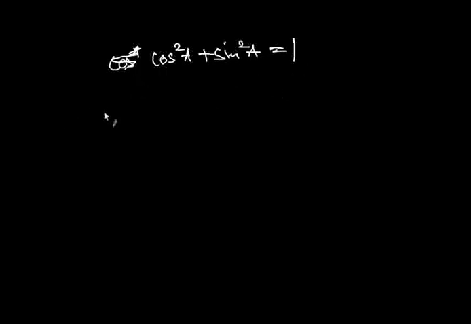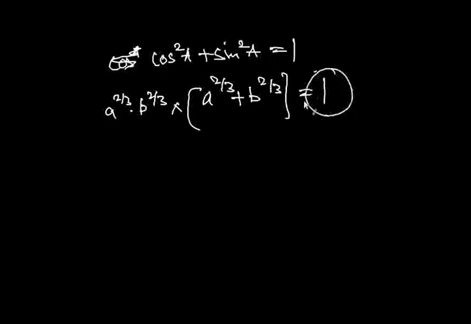So that whole expression, that dangerous looking expression, a to the power 2 by 3 times b to the power 2 by 3 times a to the power 2 by 3 plus b to the power 2 by 3, well, it just boils down to a simple 1, right?